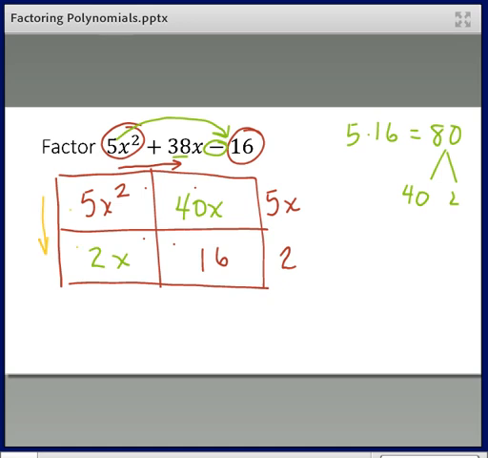So then I look up and down. So what do these two have in common? The numbers have nothing in common, but they both have an x. So I have an x. Look here and here. What does 40 and 16 have in common? They both are divisible by 8. So there's my factors. I have x and 8. I have 5x and 2.